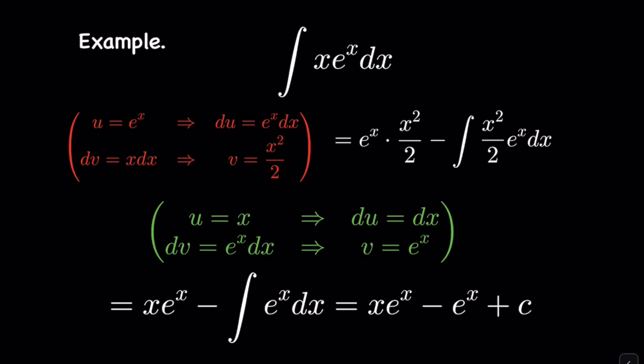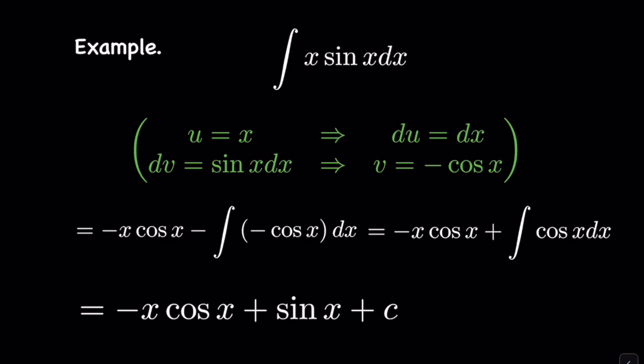To finish off this problem, the integral that we are getting here is extremely easy. I have x e to the x, and the integral of e to the x is e to the x. And I add a constant. So the integral of x e to the x is going to be x e to the x minus e to the x plus some constant.